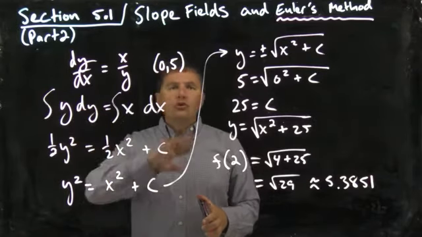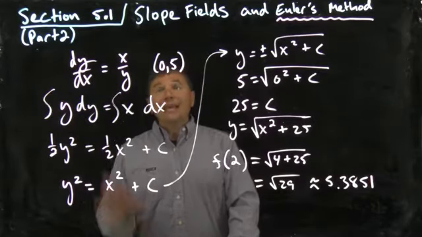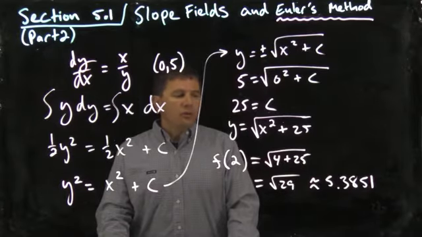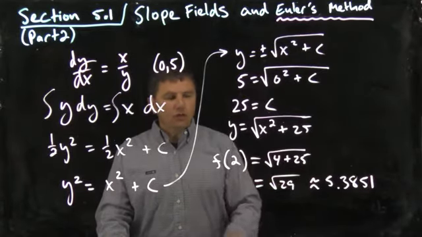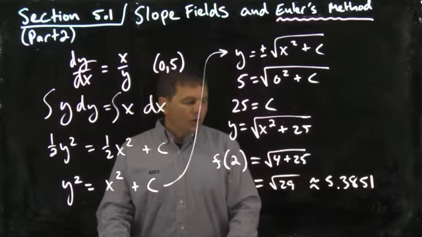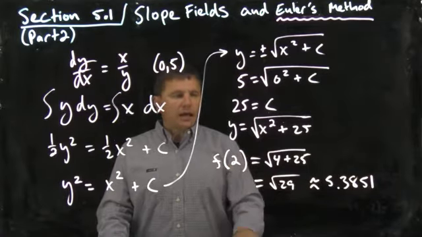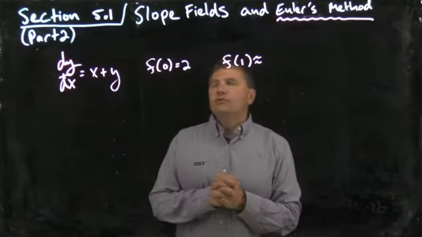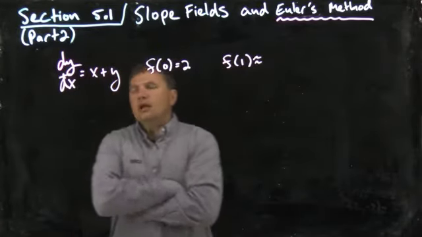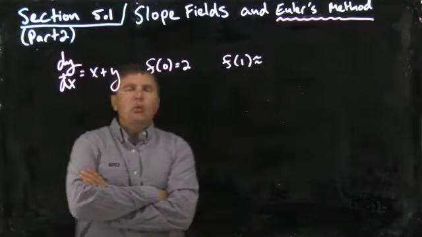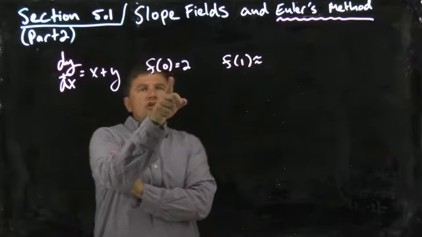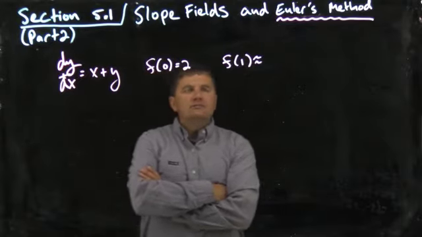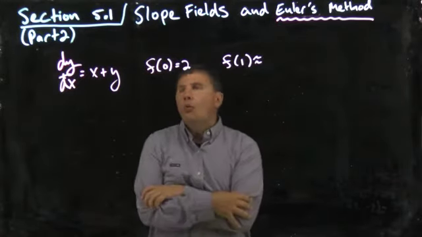So what we're going to do next is look at an equation where we can't do that separation of variables, but we still want to be able to come up with at least an approximation for a solution here. Okay, so this was the exact square root of 29. Let's see if we can't separate the variables. All right, so here we have another differential equation. dy over dx is equal to x plus y. We have the initial condition f of 0 is equal to 2, so the point (0, 2). We want to find an approximation for f of 1.